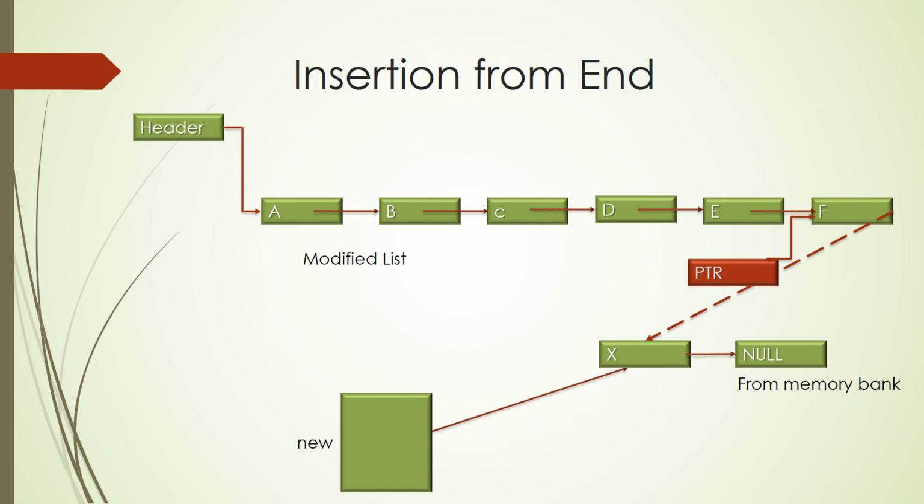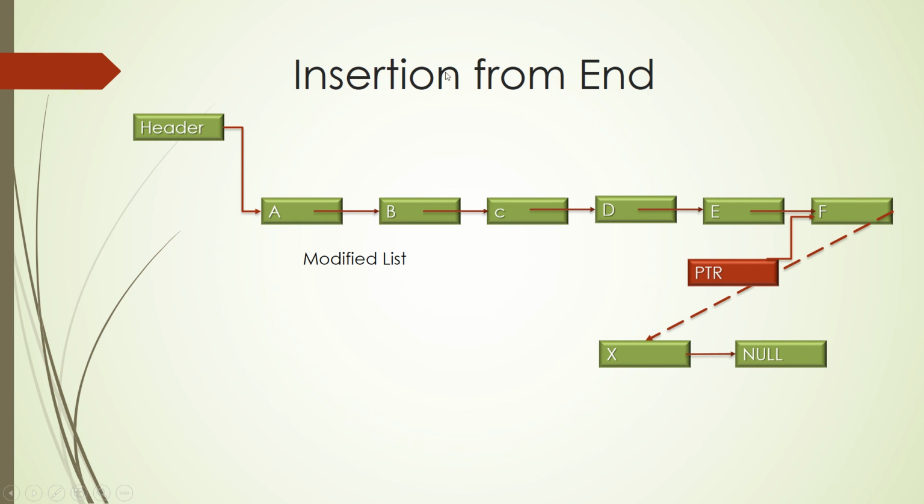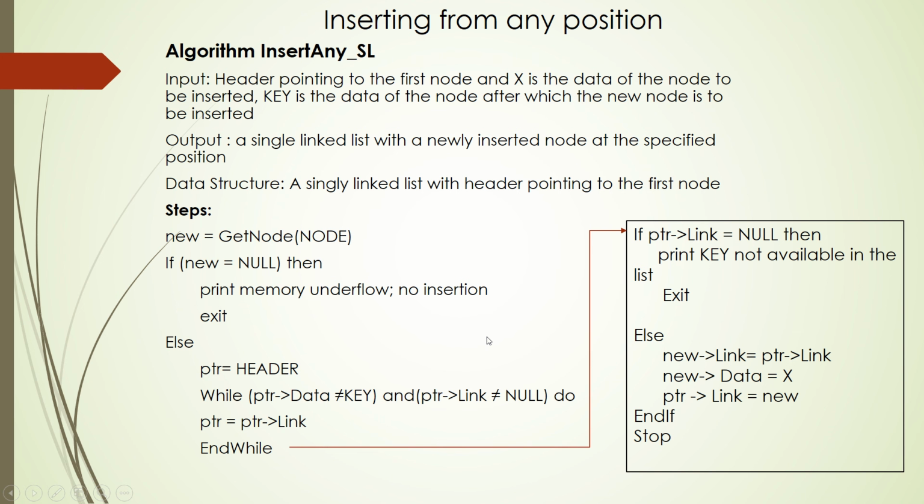So the modified list is A, B, C, D, E, F and X, and X will be pointing to null. This is how insertion happens at the end of a linked list. Last, you have insertion happening at any position, whether it be second, third or fourth. It is not going to happen at the front or at the end; it can be at any position.